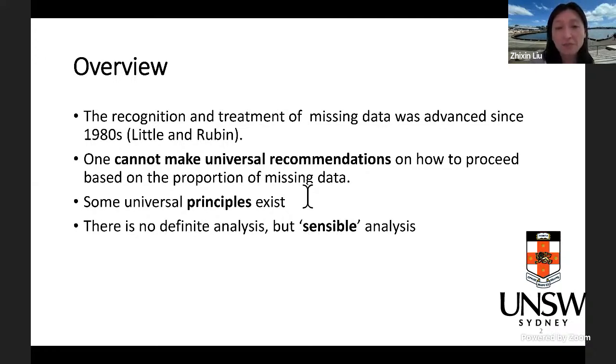The key concept I want to mention upfront is that when we have missing data, there is no definitive analysis like what we do when we have the complete data set, but we try to have sensible analysis as much as possible to derive unbiased estimates.